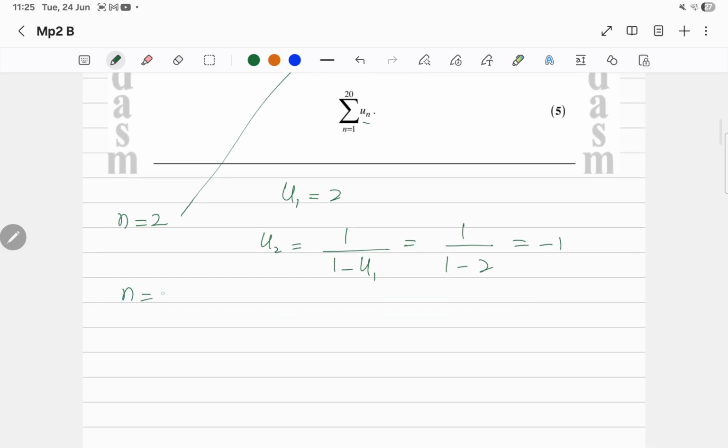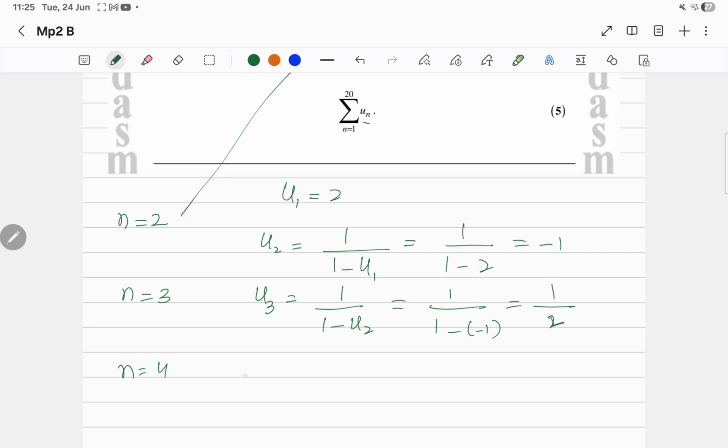When you put n equals 3, u3 equals 1 over (1 minus u2). The value of u2 is minus 1, so you substitute minus 1 here. It will be 1 over (1 minus minus 1), which is 1 over 2, so a half.